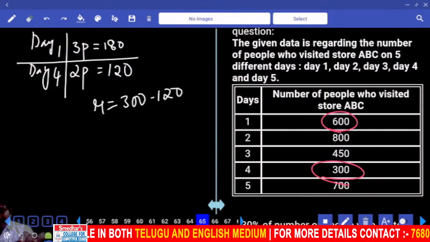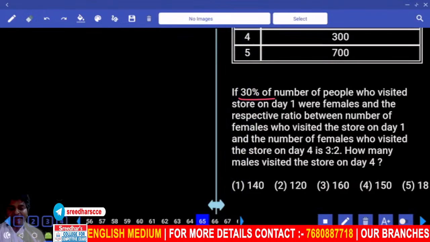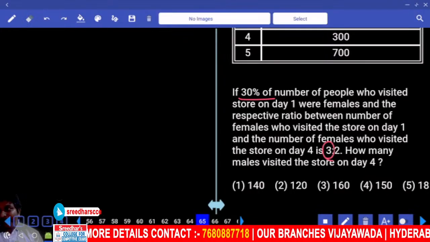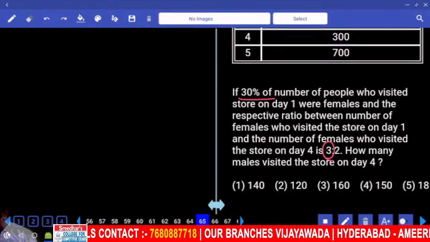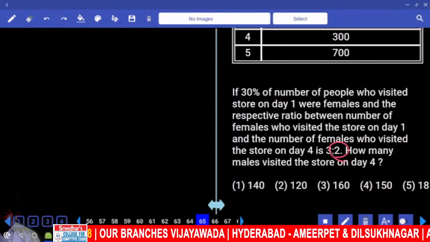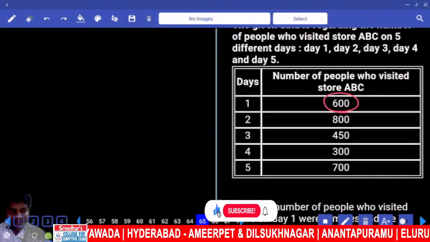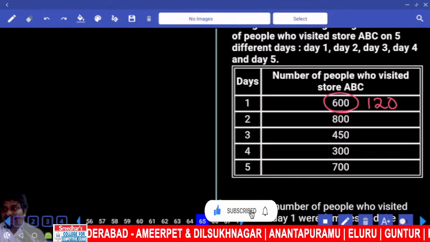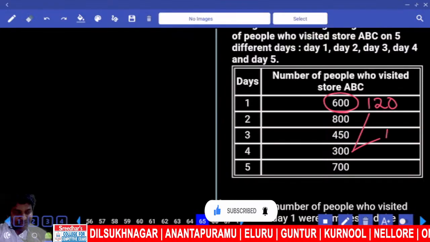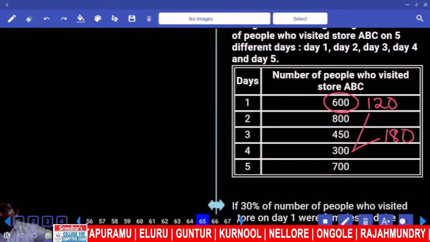This is the regular one. My point is, forget about it. Here itself you can calculate. 30% of day 1 is female, which is equal to 3 parts. Then 1 part is 10%. Day 4 female are 2 parts, which is 20%. 20% of day 1 value, which is 120. This many females are there out of 300. Then the remaining 180 are male. That's the point. Is it clear? Yes?